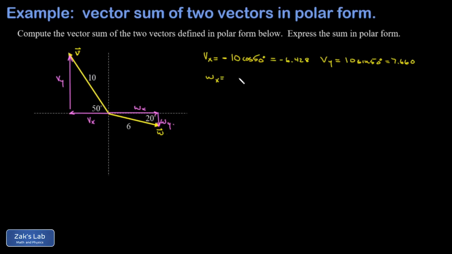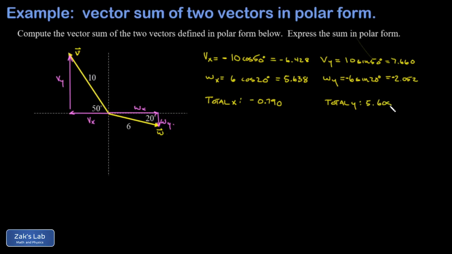Then the x component of W, 6 cosine of 20 degrees, and that's 5.638. Y component of W, that's 6 sine of 20 degrees for the magnitude of it, and then I put a minus sign on it because it points down, and that's negative 2.052. Then we get the total x component by adding those up, and that's negative 0.790. And we'll get the total y component, and I just realized I lost a minus sign on Wy, so we'll fix that real quick. And I get 5.608 for that.